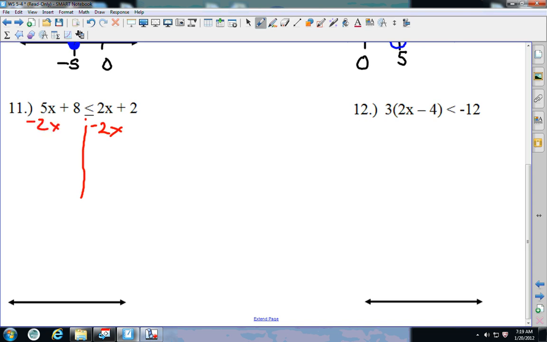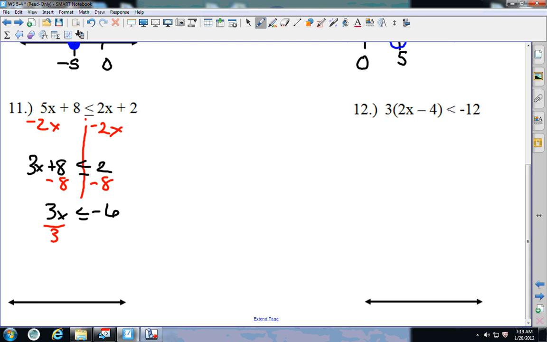Okay, and once you get that, oh, sorry, I had to pause here. Once you have that, I get 3x plus 8 greater than or equal to 2. So you will subtract 8 now from each side. You get 3x is less than or equal to negative 6.